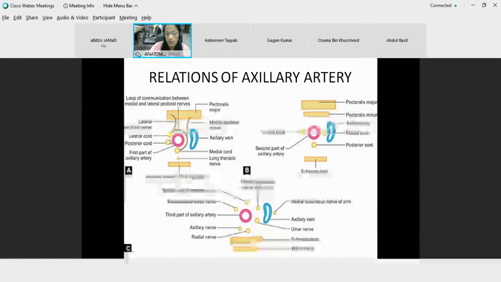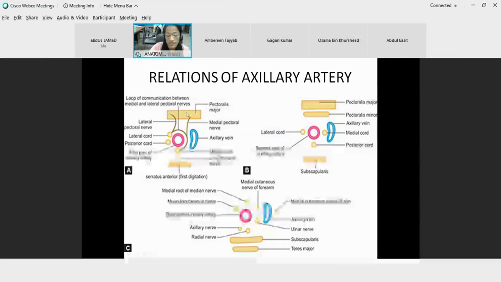While discussing the relations, I'll give you an orientation. This is the axillary artery in each part. This is the first part, this is the second part, and this is the third part of the axillary artery. In all these three diagrams, this is the anterior, this is the posterior, this is the medial, and this is the lateral. In this diagram also, this is anterior, this is posterior, this is medial, and this is lateral.